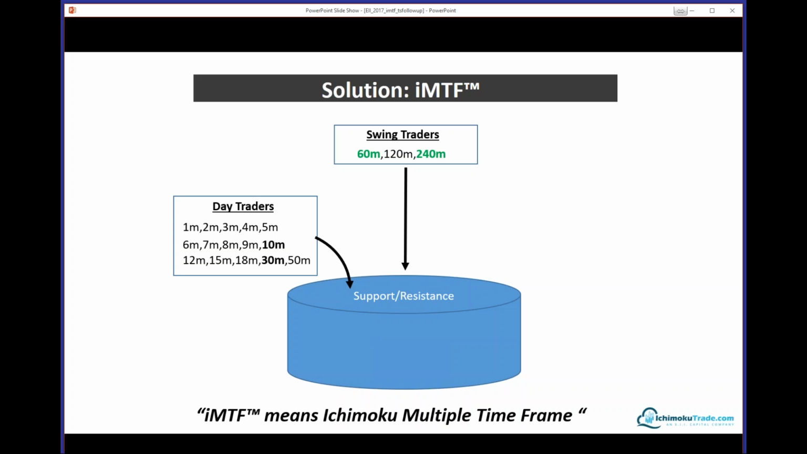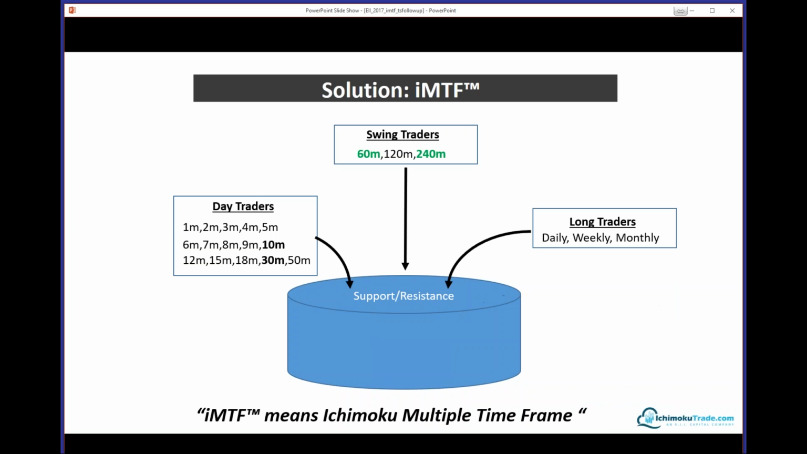The second bucket is where we analyze the swing traders. On the swing trader side, we're looking at the 60 minutes, 2 hours, and 4 hours. When we say there's a swing trader support resistance, that basically means the 60 minute, 2 hours, and 4 hours are thinking the same way and have the key support resistance level there. If they don't have the key support resistance level at the same value, then we're not going to show you that value at all, and we're going to say the swing traders don't have a key support resistance level at all.